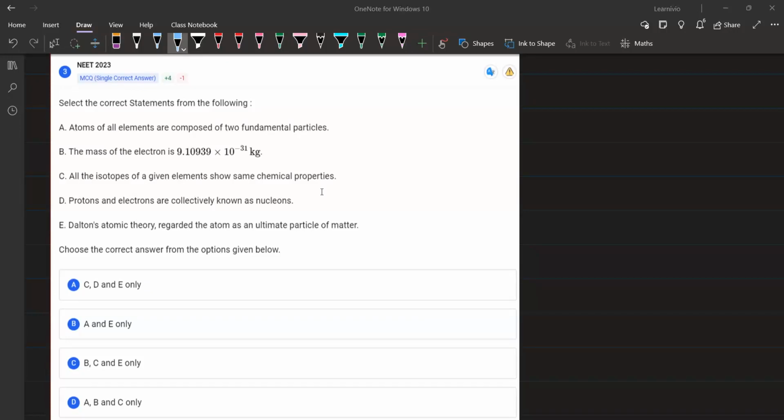9 into 10 to the power minus 31 kgs. All the isotopes of a given element show the same chemical properties. Protons and electrons are collectively known as nucleons. Dalton's atomic theory regarded the atom as an ultimate particle of matter. Choose the correct answer from the options given below.